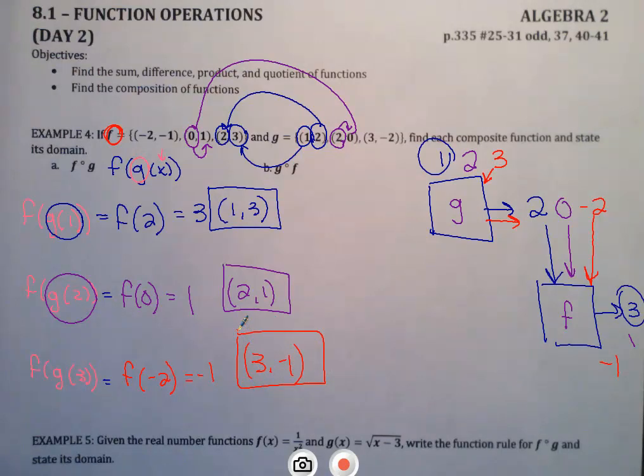Good job. Okay, so now we need to state the domain. 1, 2, 3, right? So for the domain, we use set notation: 1, 2, 3. Perfect.